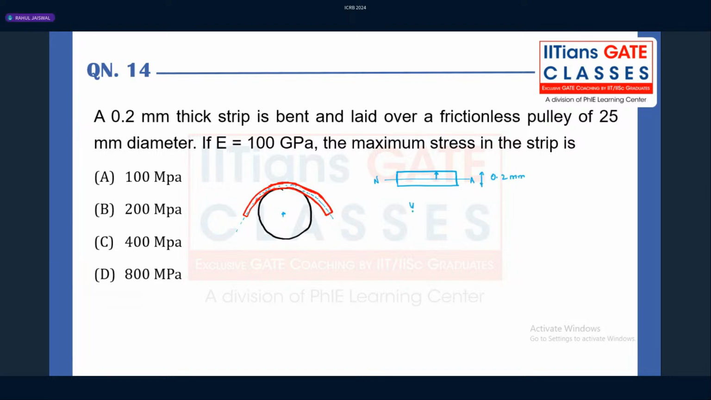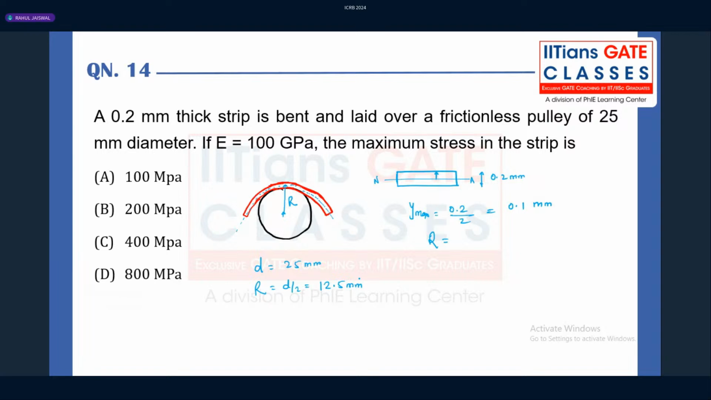So what about the y max, the distance of the top and bottom fiber from the neutral axis? It is 0.2 divided by 2, which is 0.1 mm. And what about the radius of curvature? The diameter is given as 25 mm. So the radius will be d by 2, which is nothing but 12.5 mm.